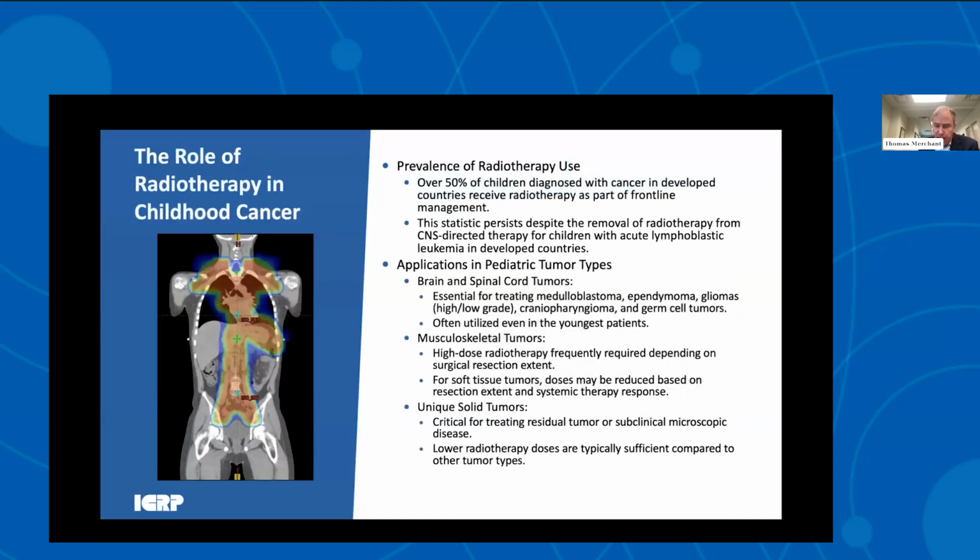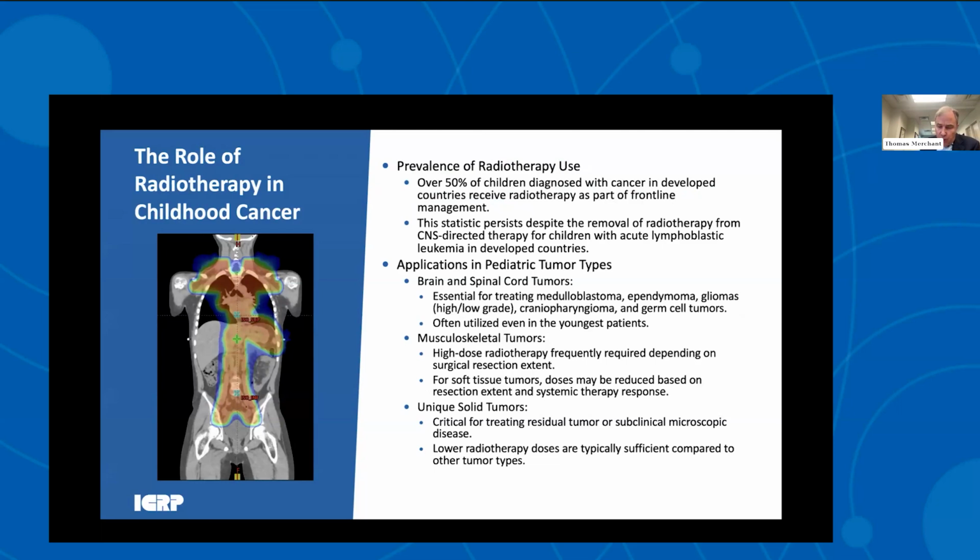Ionizing radiation therapy is a cornerstone in the treatment of childhood cancer. More than 50% of children diagnosed with cancer in developed countries received radiotherapy as a part of their frontline management, and this statistic persists even with the removal of radiotherapy as a component of CNS-directed therapy for children who are diagnosed with acute lymphoblastic leukemia, which is the most common form of childhood cancer.